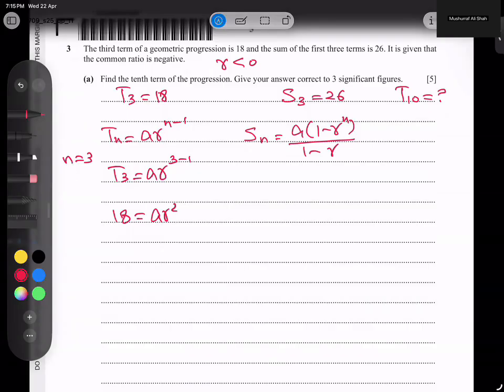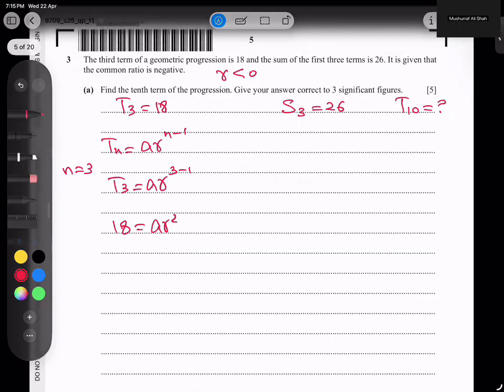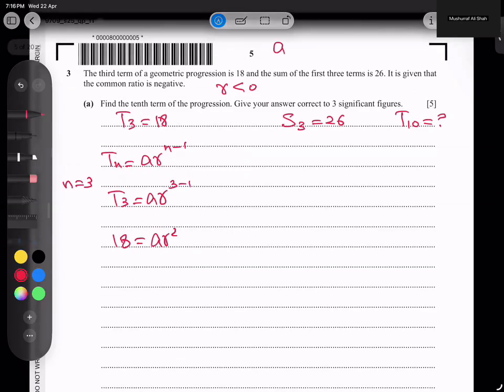And second, we can have another choice even if you are not confident about this, so we can do another way. Whenever we talk about GP, the first term is A, the second term is A into R, the third term is A into R again, AR square. So I can say here A plus AR plus AR square equals 26, because I'm not confident about the other one. So I'm going this way. After this, we have to solve them simultaneously.